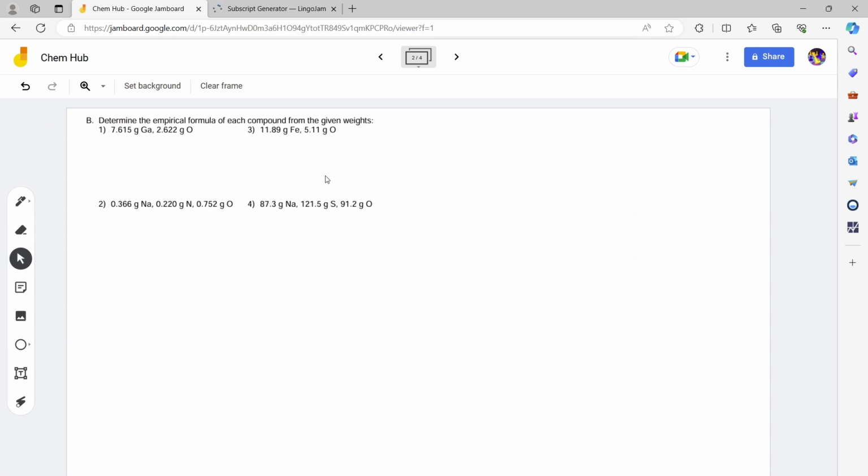We can also do one of these problems where we actually start in grams instead of percent. So let's do number 4. We have 87.3 grams of sodium, 121.5 grams of sulfur, and 91.2 grams of oxygen. So what we're going to do is the exact same process. We don't even need to convert to grams. We're just going to go straight to moles.